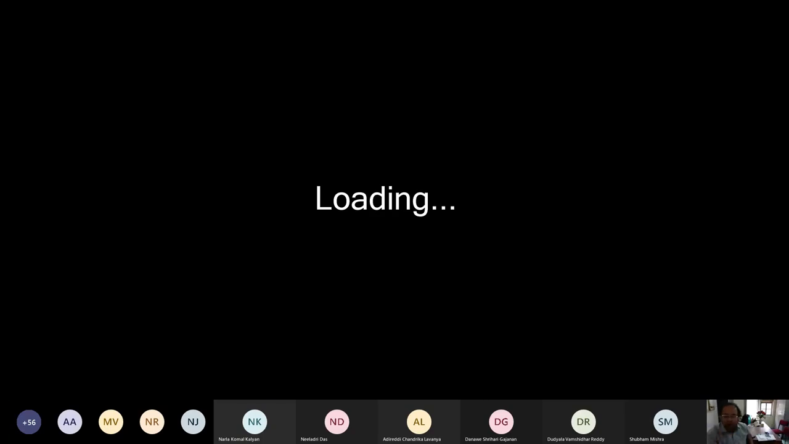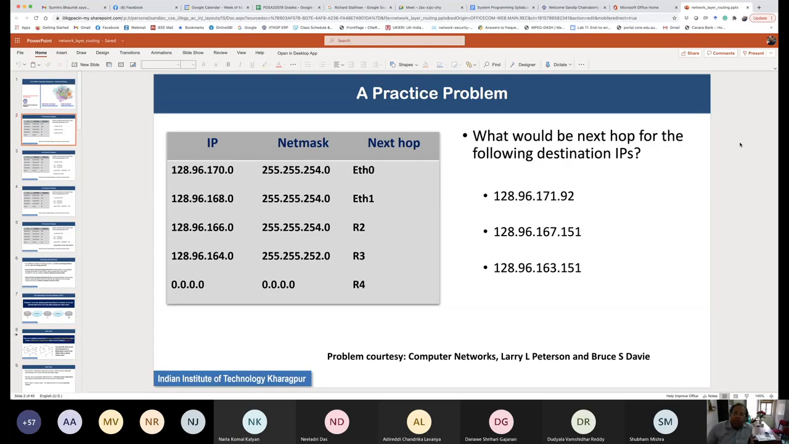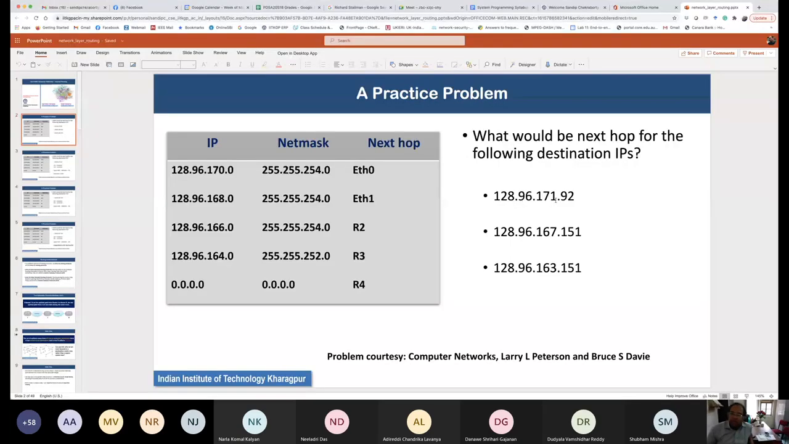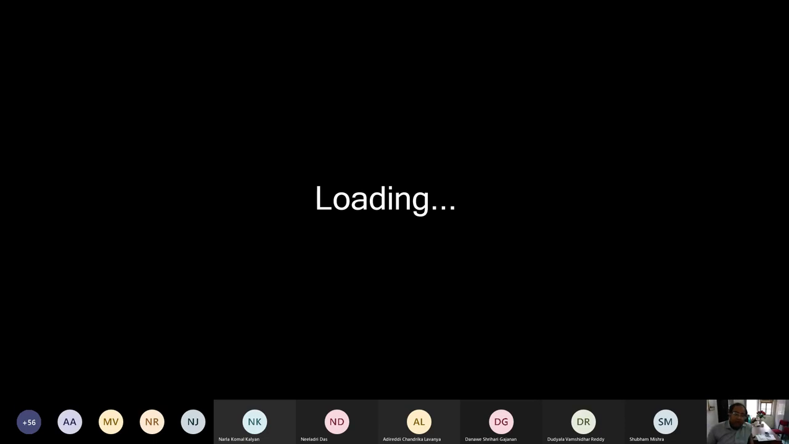Now, on the right-hand side, three different IP addresses have been given. These IP addresses correspond to the destination IPs received in a packet. So, for example, whenever you receive a packet and the destination IP is 128.96.171.92, you have to find out what the next hop should be based on this routing table.